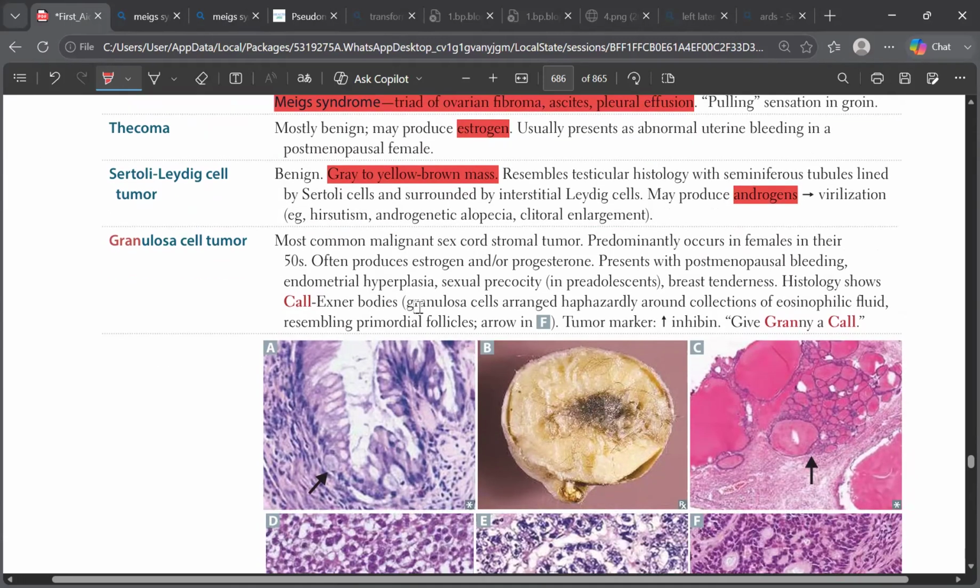Then there is a granulosa cell tumor, which is the most common malignant sex-cord stromal tumor, and it predominantly occurs in females in their 50s. It often produces estrogen or progesterone, presents with postmenopausal bleeding, endometrial hyperplasia, sexual precocity in pre-adolescents, breast tenderness. Histology shows Call-Exner bodies, granulosa cells arranged haphazardly around collections of eosinophilic fluid resembling primordial follicles.